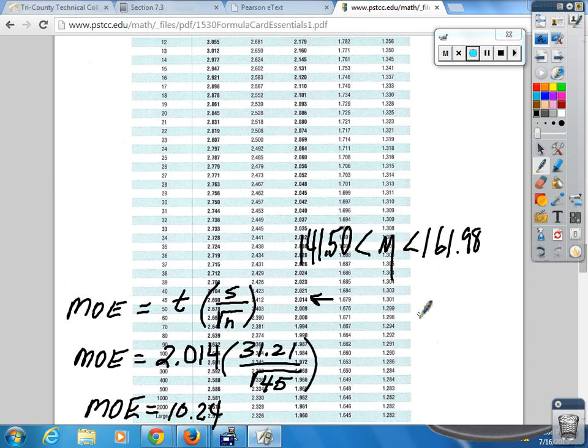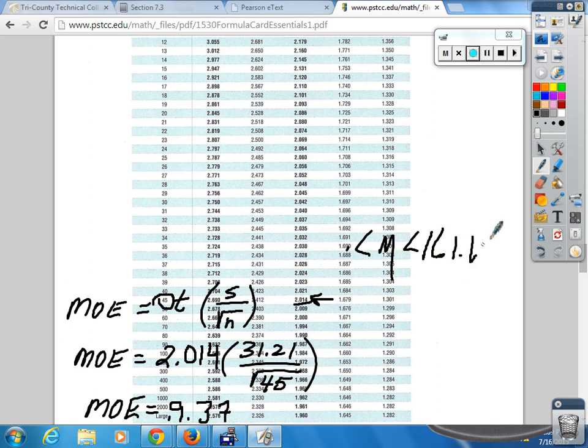What is N? So what is the degrees of freedom? 44. So you find the closest number to 44, which is what? 45, and you go over to 0.025, which is at the top, and that'll give you this number right here. All right, what'd you get? Instead of 10.24, what'd you get? 9.37. And then add that and subtract it. What will that give you on the left side? 142.37. Okay, 161. That's still not right.